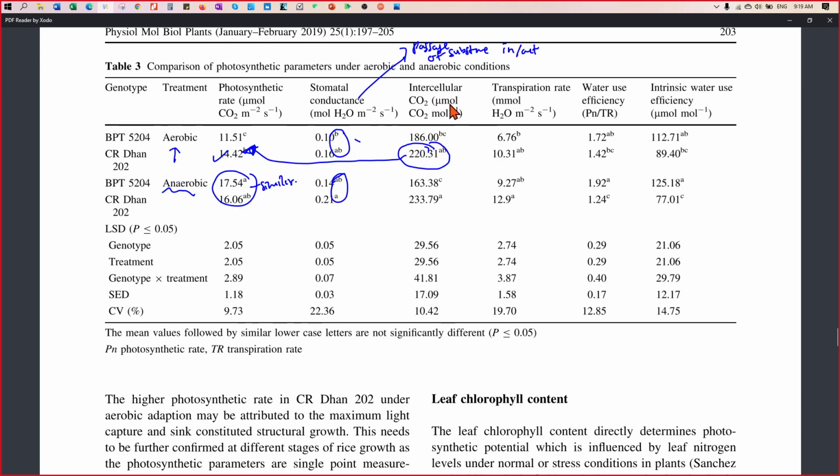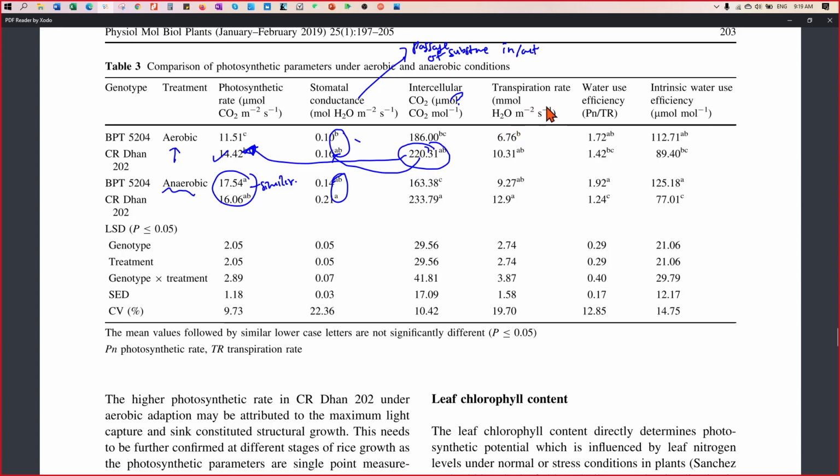And why is this higher? Potentially because the stomata can let a higher passage of gas. Okay, this is not significant, but it is still higher, 0.16 compared to 0.1.